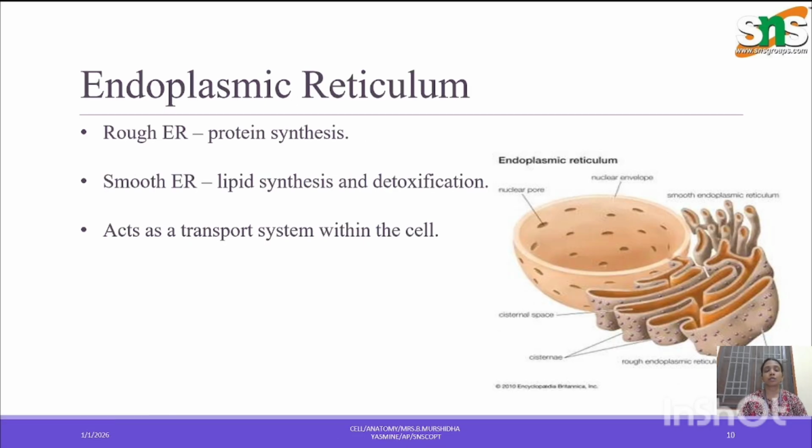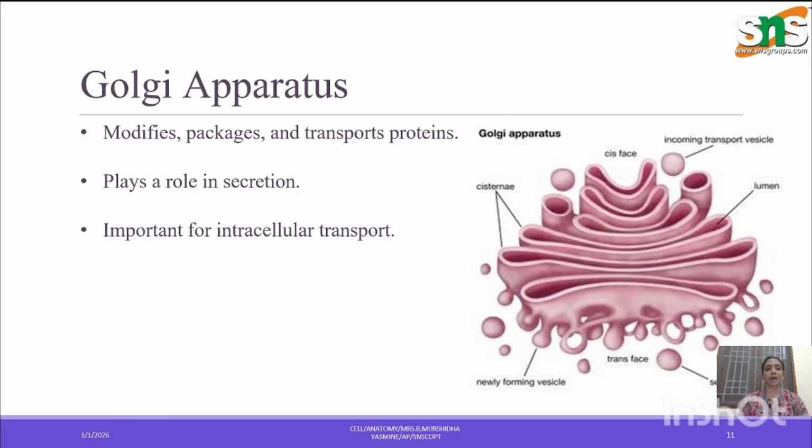Endoplasmic reticulum. It has two types, rough endoplasmic reticulum and smooth endoplasmic reticulum. Rough endoplasmic reticulum is meant for protein synthesis, and smooth endoplasmic reticulum is meant for lipid synthesis and detoxification of the cell. It acts as a transport system within the cell. What is the Golgi apparatus? The Golgi apparatus modifies, packages and transports the proteins in the cell. It plays a vital role in secretion and is important for intracellular transportation. Inside the cell, there is a need for transportation of substances and materials, and that happens with the help of the Golgi apparatus.